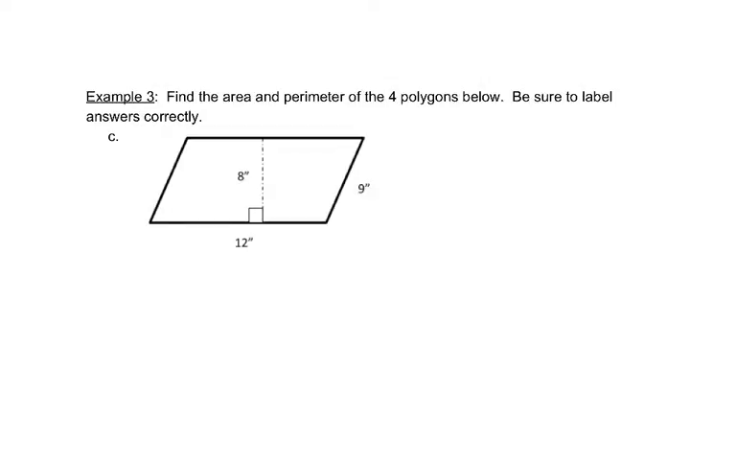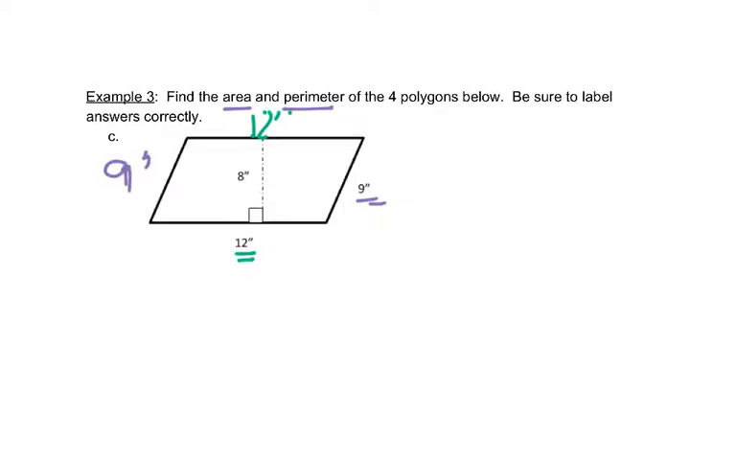So we'll start back on page 83 with part C with parallelograms. So again, we're trying to find the area and the perimeter. With a parallelogram, if this side's 12 inches, then this side is 12 inches. And if this side's 9 inches, then this side is 9 inches.